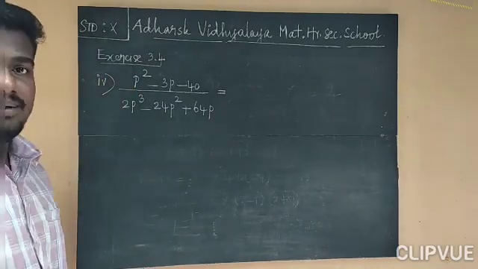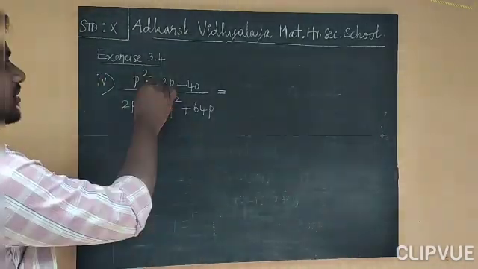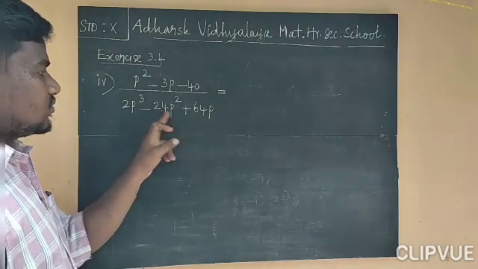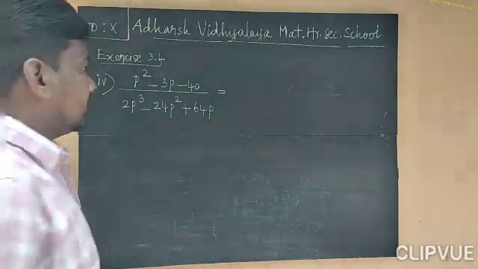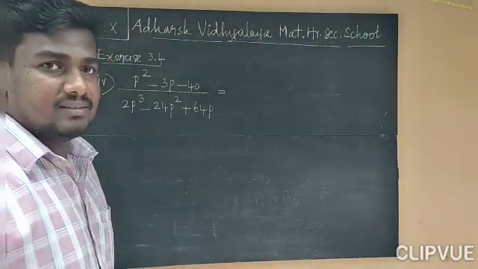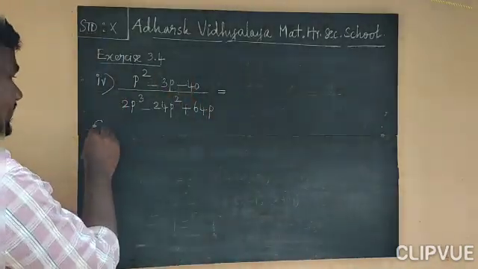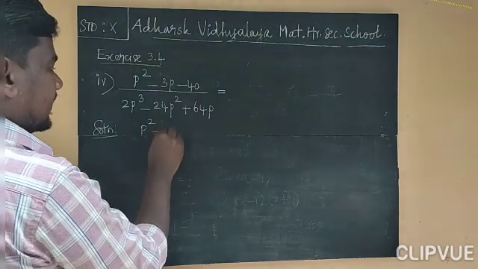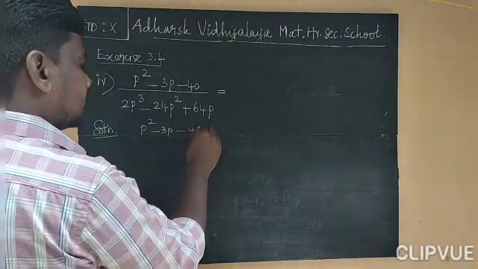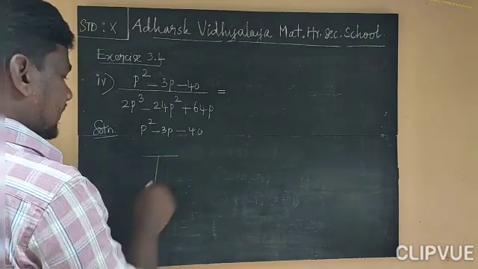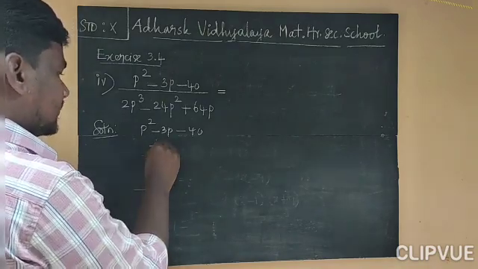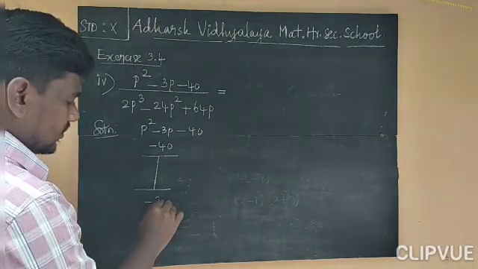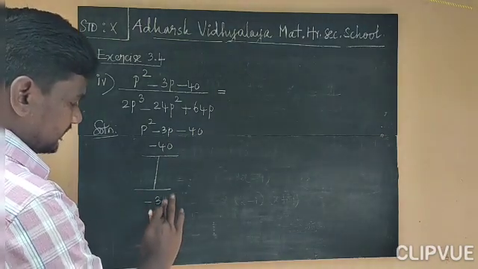Question number 1, fourth subdivision. The question is p square minus 3p minus 40 divided by 2p cube minus 24p square plus 64p. So first we are going to find the factors of this quadratic polynomial. Solution. First one, p square minus 3p minus 40. So the product of two numbers is equal to minus 40. Sum of the same two numbers is equal to minus 3.